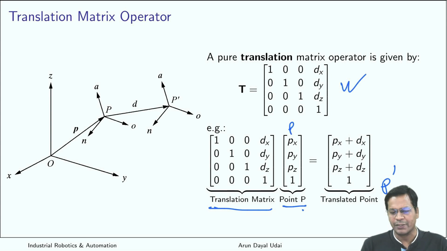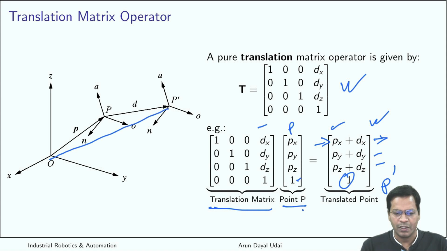So 1 into Px, so Px, plus 0 into Py, 0 into Pz, plus 1 into dx. So it becomes Px plus dx. Got it? Similarly, the other rows are there, and finally the last one will remain as 1. So now this is your new position vector, your P dash vector. It has changed from P to P dash. It is now translated by a vector D. So this is how this operator works.